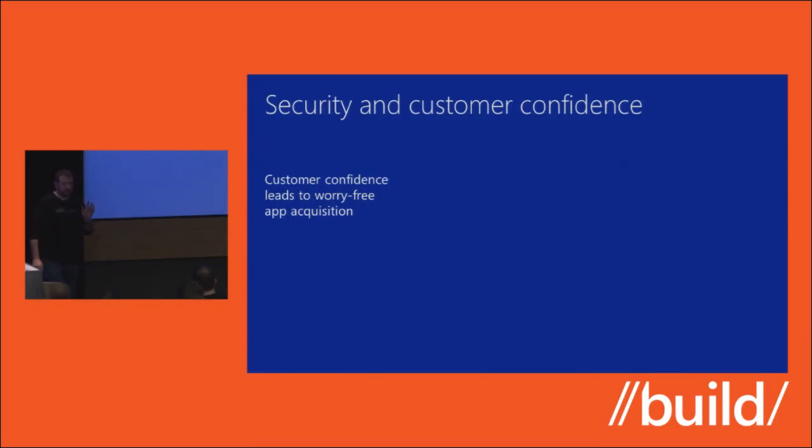So let's talk a little bit about security and customer confidence. So the big meta point here is that customer confidence leads to worry-free app acquisition. That's the sense we want our customers to have when they come to the Windows Store. They want to see an app that has a flashy look to it, looks like fun, or is a cool app that's going to solve one of the problems that they have. We want to make sure that they are encouraged and excited about just going and trying an app without worry.